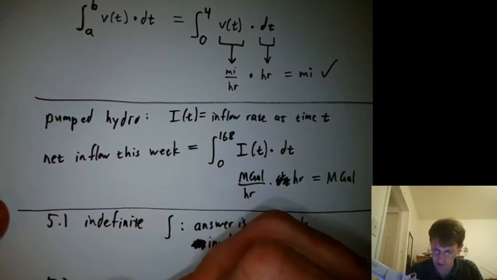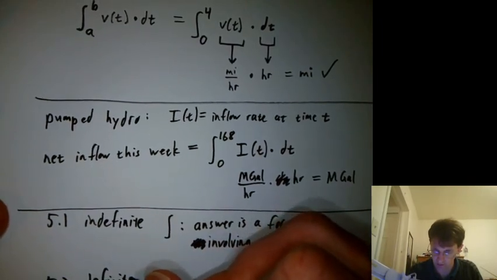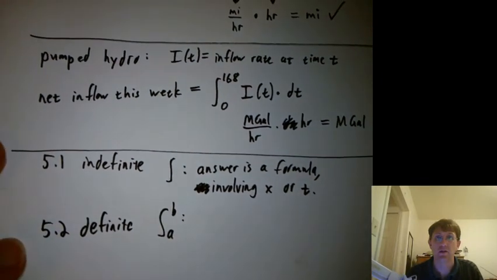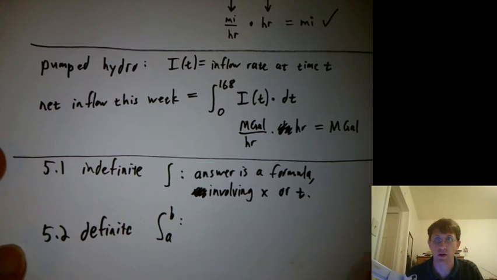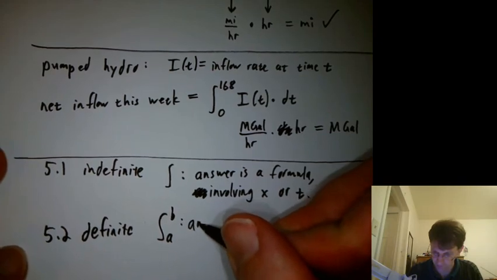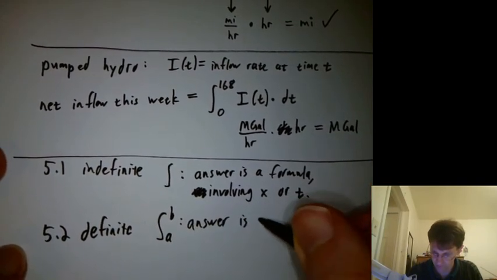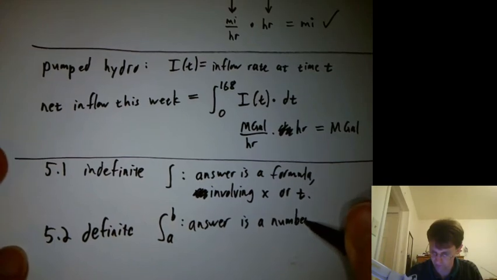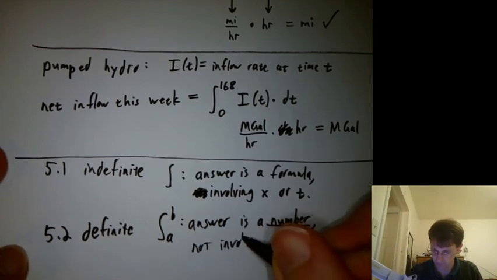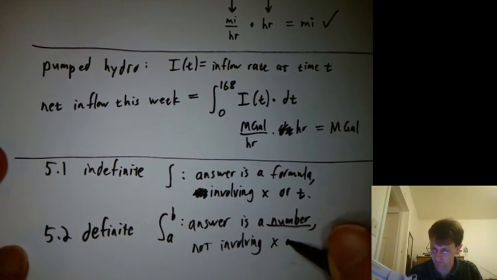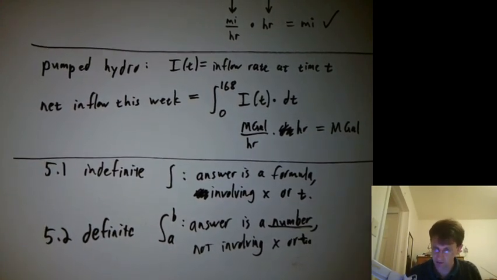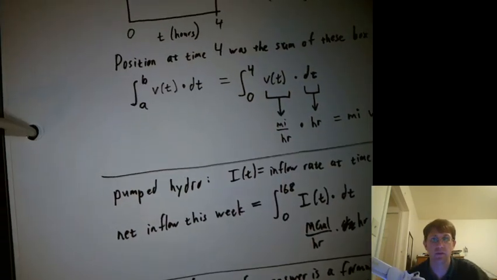For chapter 5.2, definite integrals, the answer is a number, usually not involving the variable that we were working with. In fact, it better not involve the variable we were working with. So next we'll put this to use on little subintervals of our driving time situation.